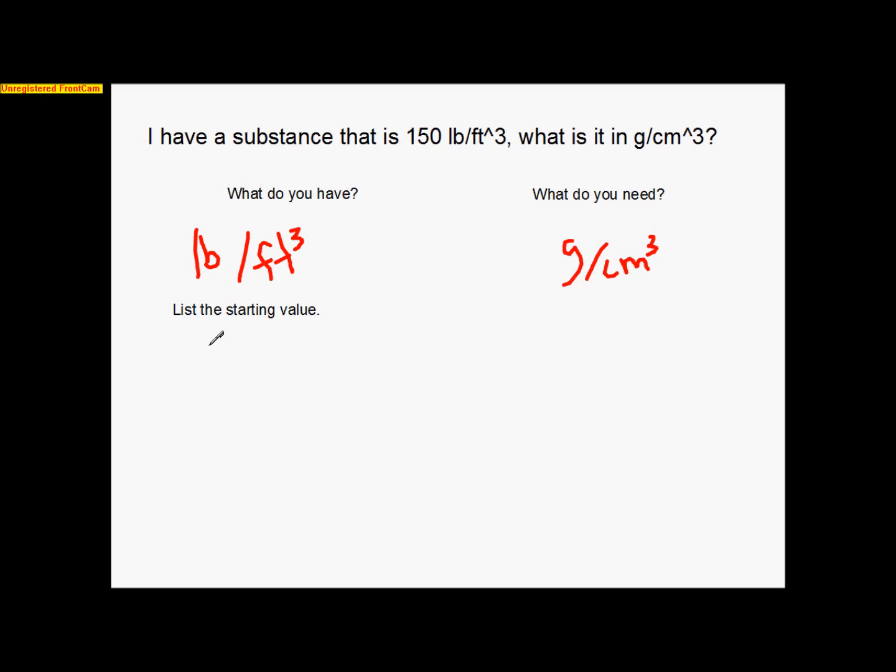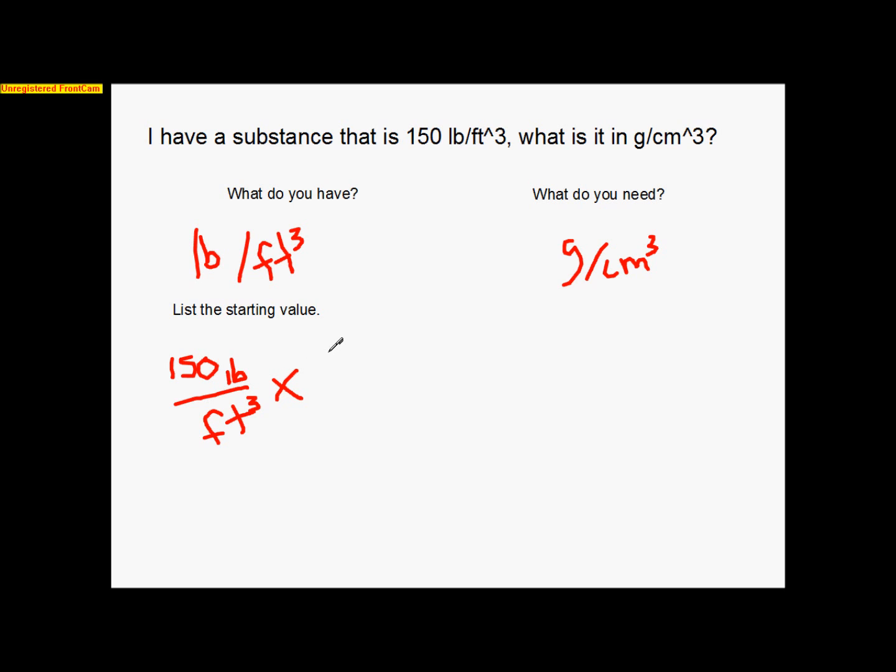So the first thing you do when you do these kinds of conversions is you list what the starting value is. So I have 150 pounds per every cubic foot. Okay? And then the thing you have to do is you have to transfer these units into the units that you need. So this time I'm going to actually start on the bottom and start with my cubic feet and get my cubic feet into cubic centimeters.